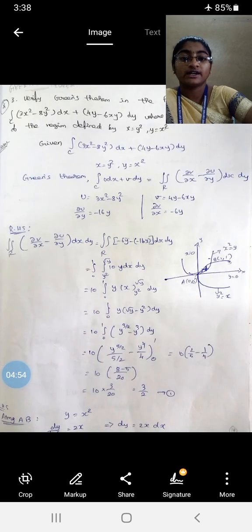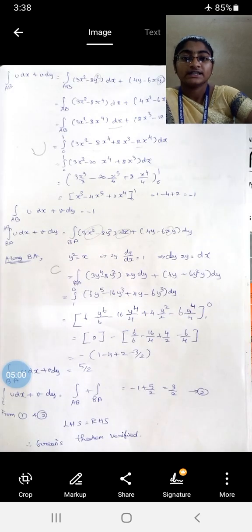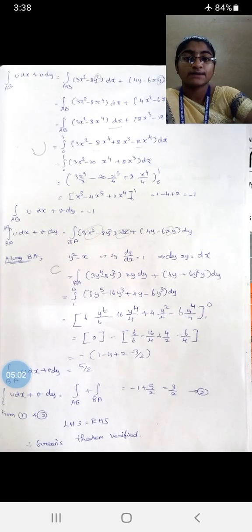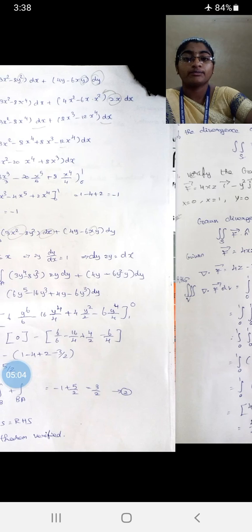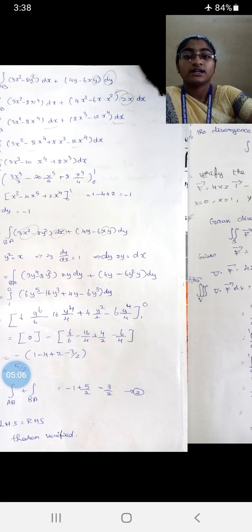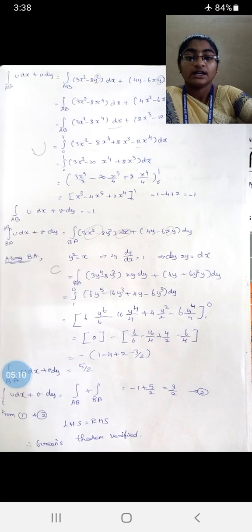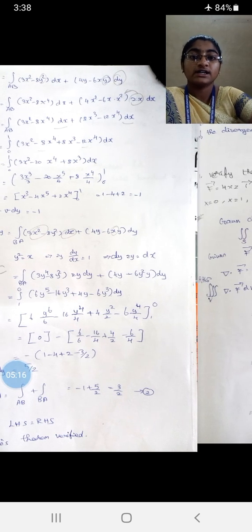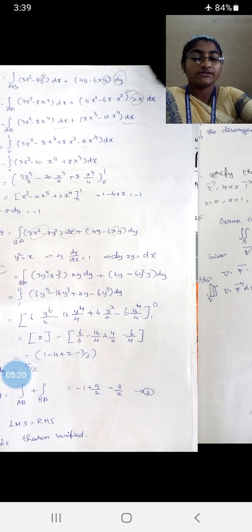Okay, so our left hand side formula of Green's theorem is integral C of u dx plus v dy, that is along AB. So substitute the value of our plane inside and substitute for y and dy. Y can be written as x square. Here there is y square, so it can be written as x power 4, and 6xy. For the value of y we can substitute x square, and the value of dy we can substitute 2x dx.